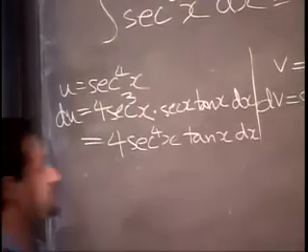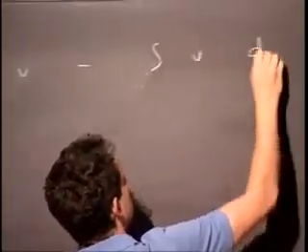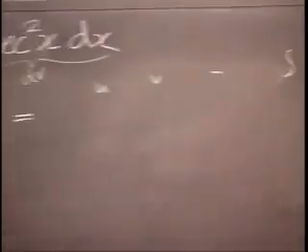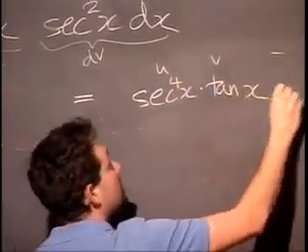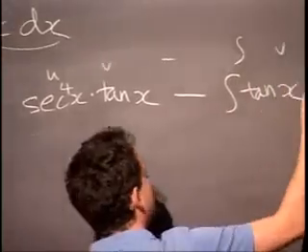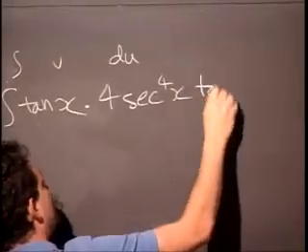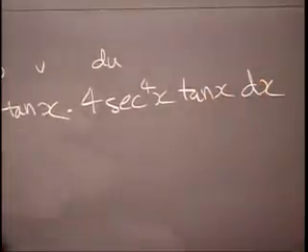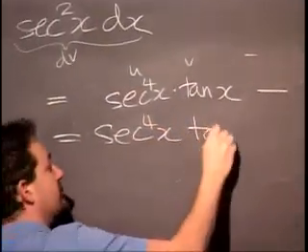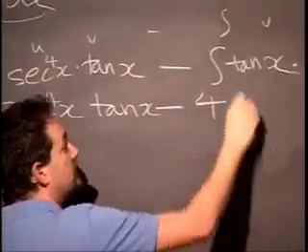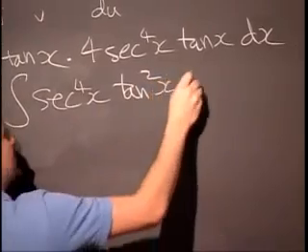Okay, now we've got to integrate by parts. This is equal to u v minus the integral of v du. Let's fill in the blanks using this stuff. We get secant to the 4th x times v, which is tan x, minus the integral of tan x times du, which is 4 secant to the 4th x tan x dx. Whew. Okay, let's just write this as secant to the 4th x tan x minus 4 times the integral of secant to the 4th x tan squared x dx.